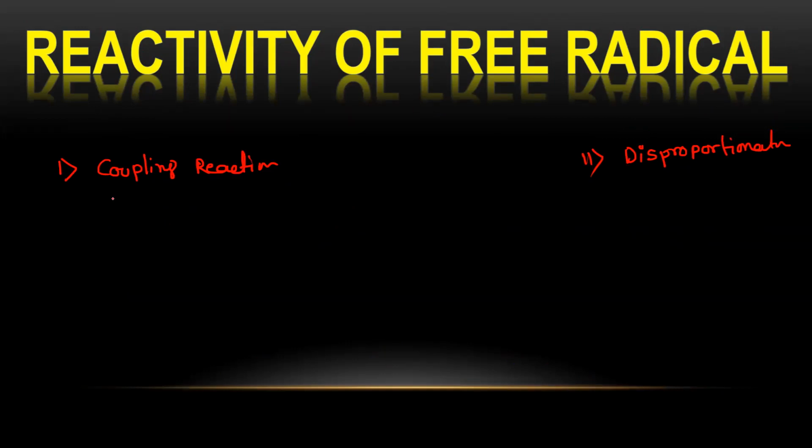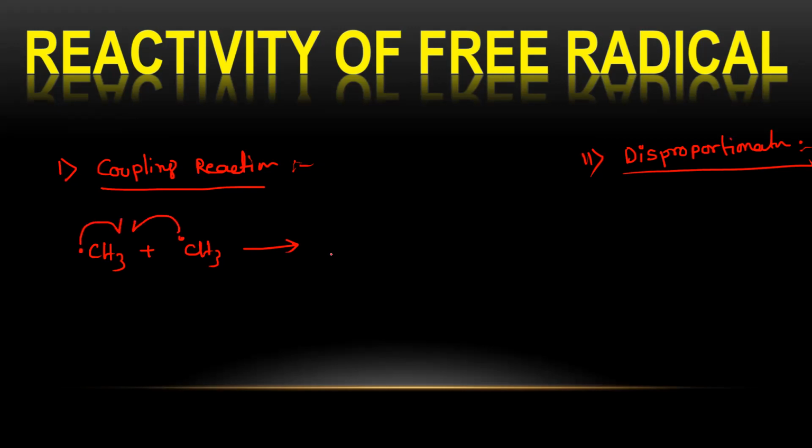Now what is coupling reaction? It is very simple, but you maybe know the reaction but not the name. Which reaction is coupling, which is disproportionation? Suppose I have one CH3 dot and another CH3 dot. What will happen? They will couple. It is called a C-C coupling because carbon is connecting to carbon. Our product is CH3-CH3, ethane. So this is our simple coupling reaction.